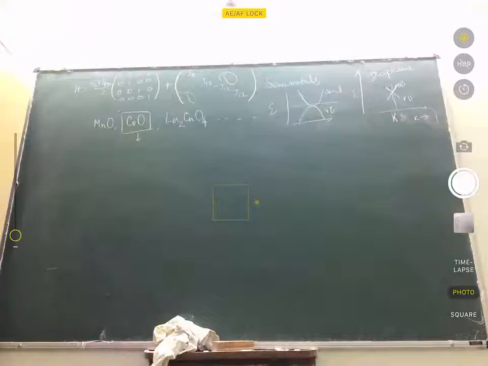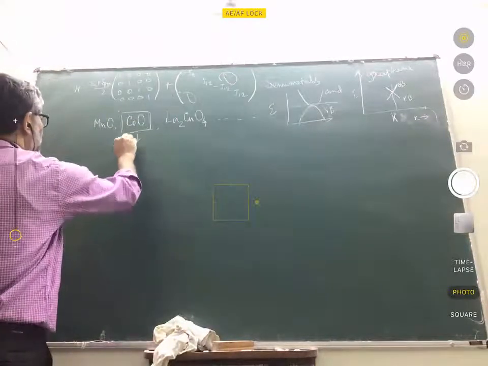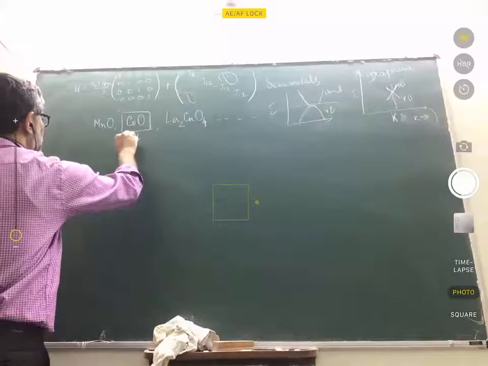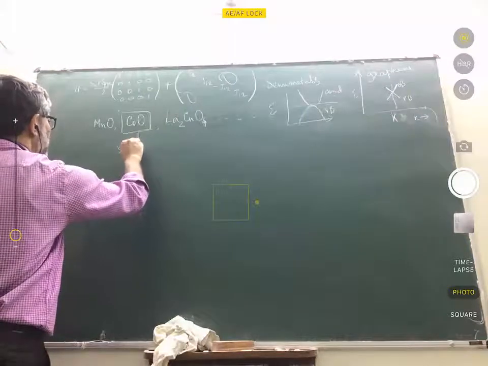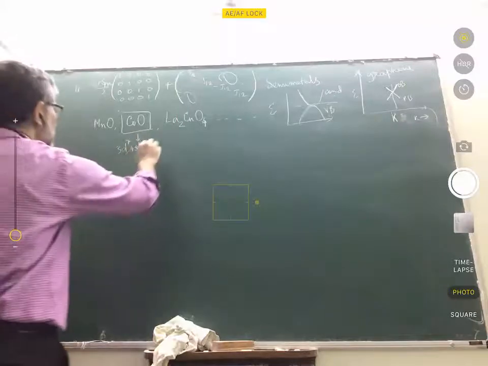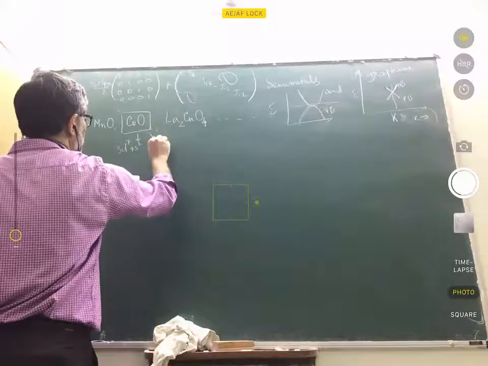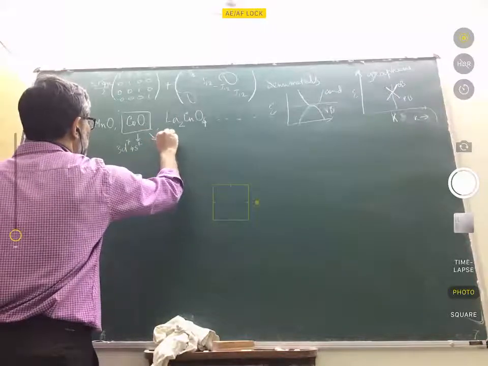Now, in order to argue this, you have to know the electronic configuration of the atoms. So cobalt has 3d7, 4s2 electron configuration in the ground state. Oxygen, of course, is 2s2, 2p4.